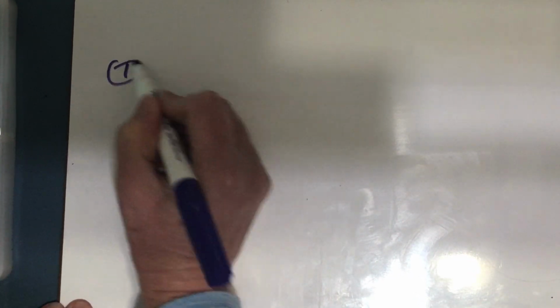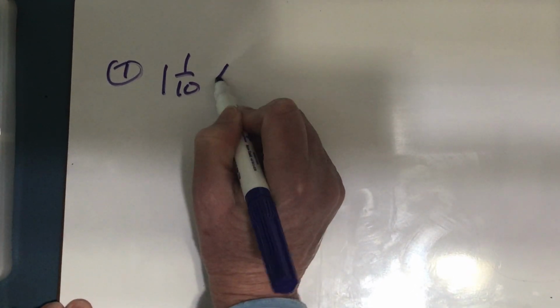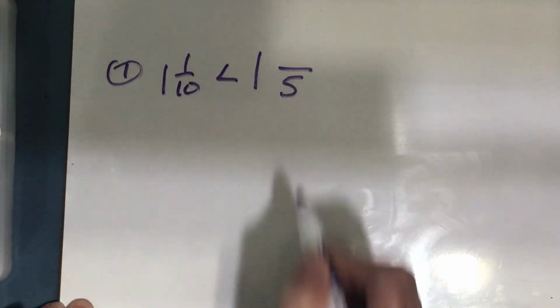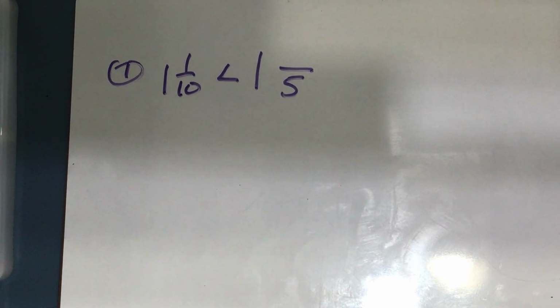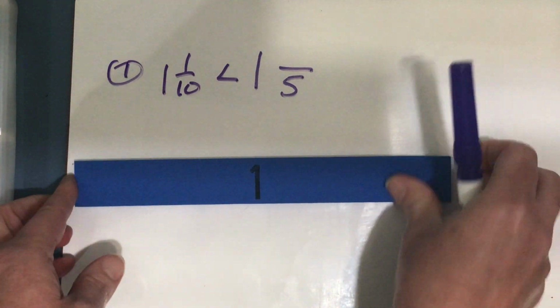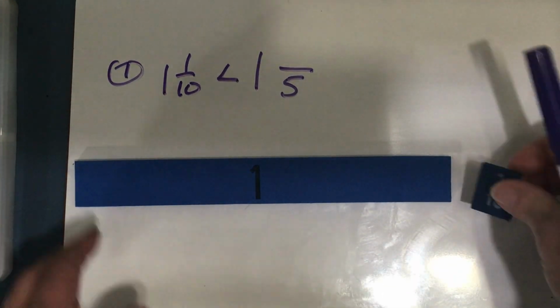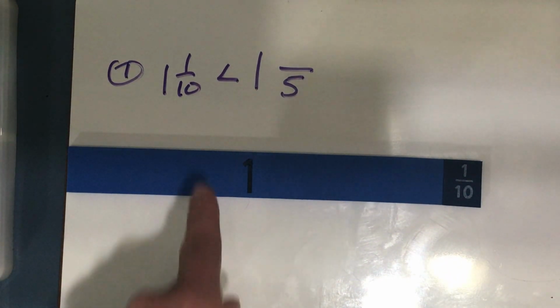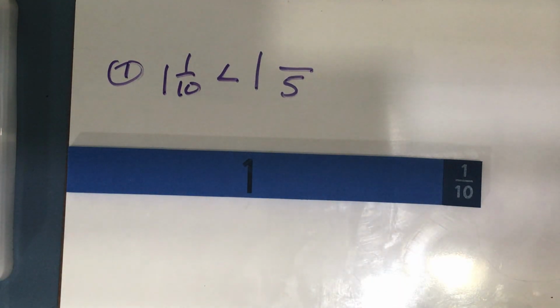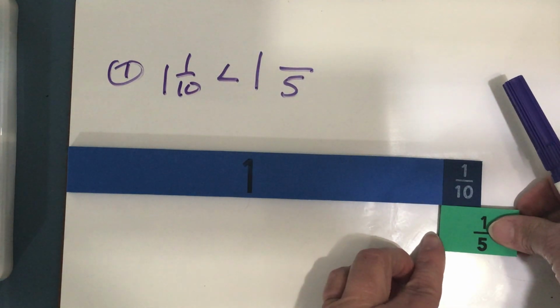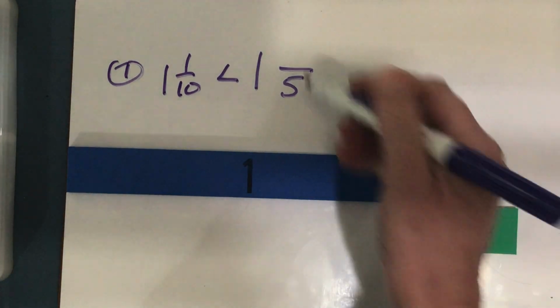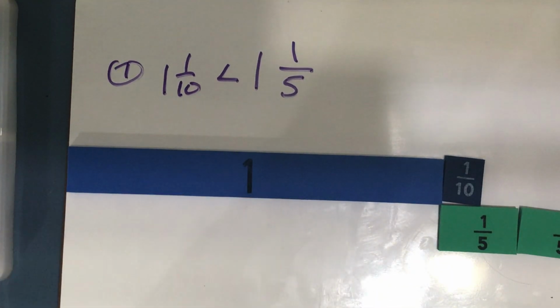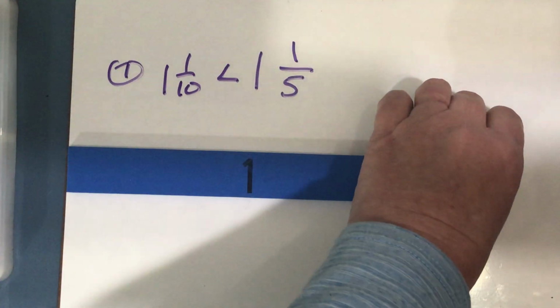Number 7 says 1 1/10 is less than 1 and how many fifths. So if I have 1, here's my 1, and 1/10. I want that to be less than 1 and how many fifths? Well, I know that the 1 is going to be the same, so I just have to do fifths. Well, 1/10 is less than 1/5. And it's also less than 2/5 or 3/5. Okay, you could put 1 as your numerator there, or 2, or 3, or 4.